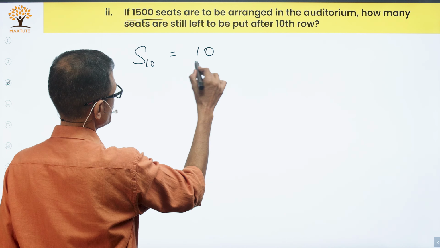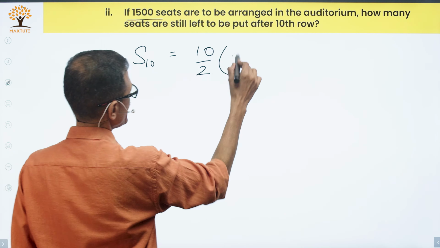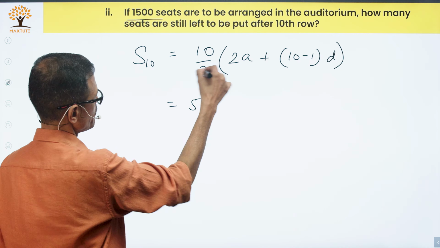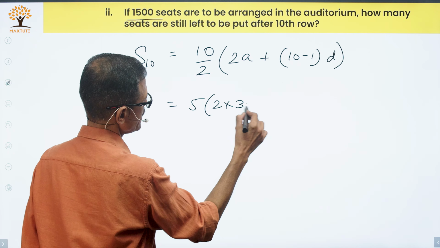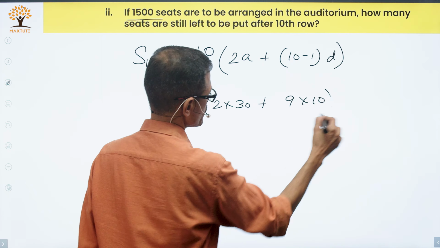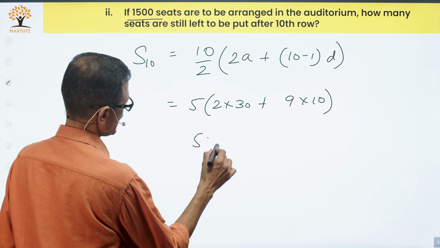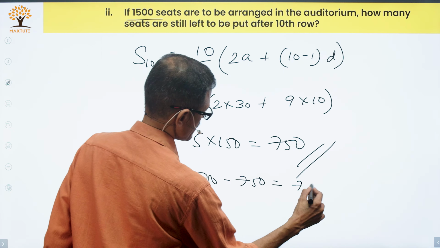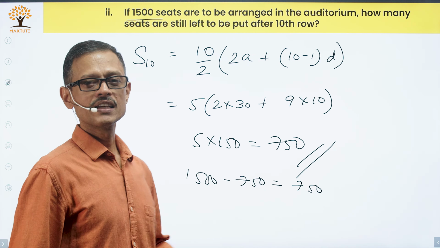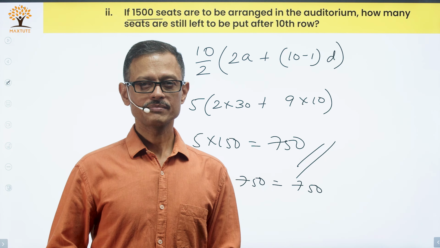S10 is equal to 10 by 2 into 2a plus n minus 1, which is 10 minus 1, into the common difference. 10 by 2 is 5, 2 into 30 plus 9 times the common difference, which is 10. 60 plus 90 is equal to 150. 5 times 150 is equal to 750. So by the time you're done with the 10th row, we have filled 750 seats. So how many more seats are required? You need 1500 minus 750, which is 750 more seats to be filled after the 10th row is done.